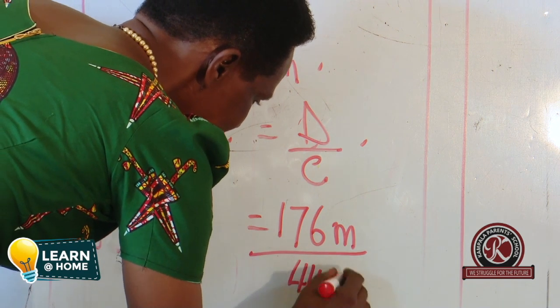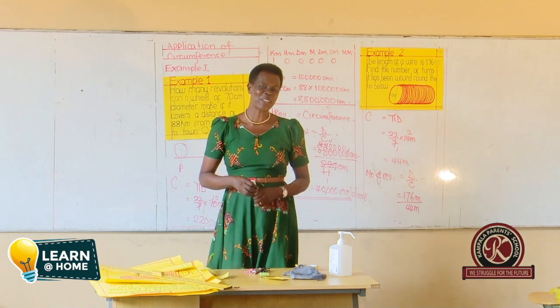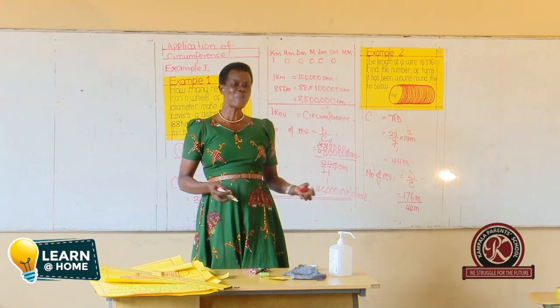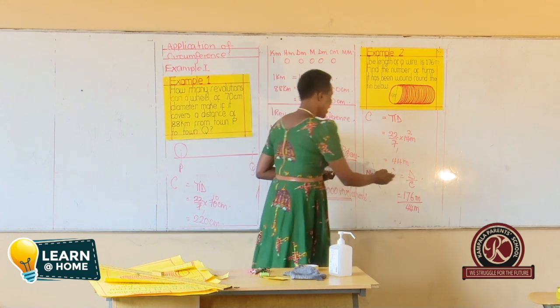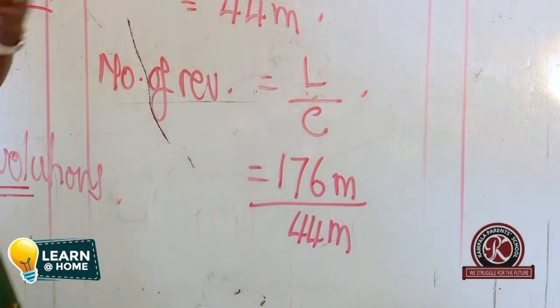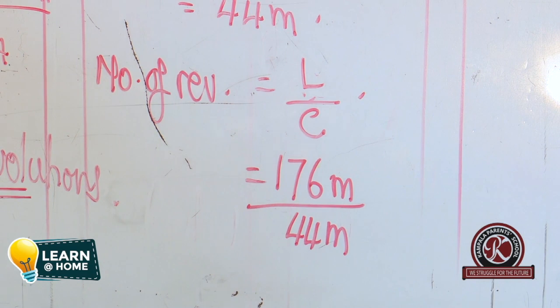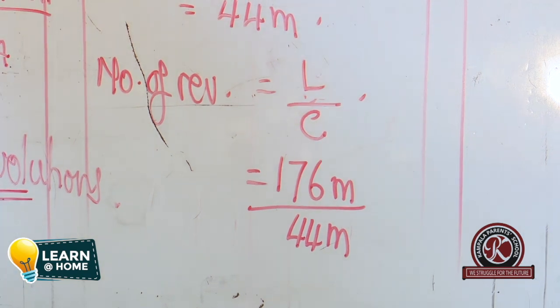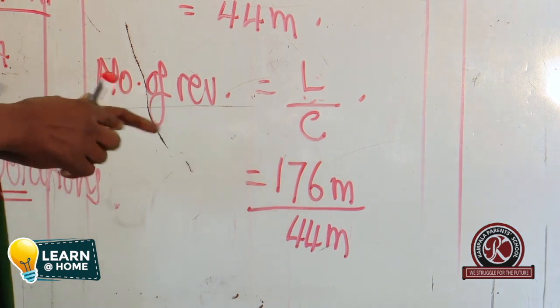44 meters. Somebody is complaining. I've heard somebody complaining. But Mrs. Okwe, why don't we put L? Yeah, it is okay. Let me put L here. This is the distance. We can put L there. Because for the wire, we use the length. So the distance is the length of the wire. So we have here the length divided by circumference, which is this.